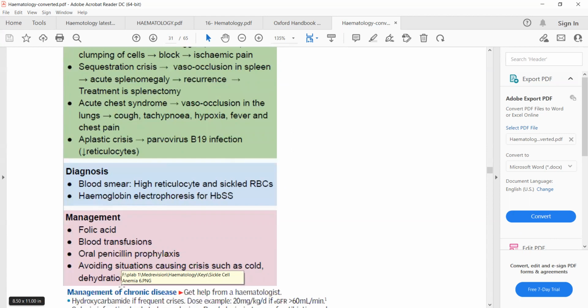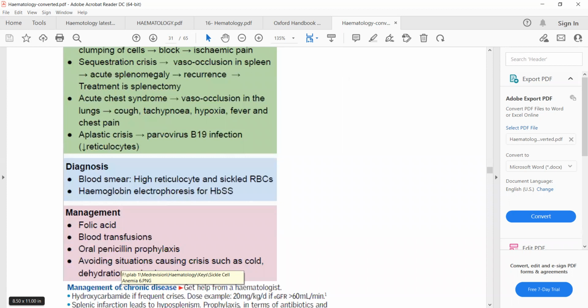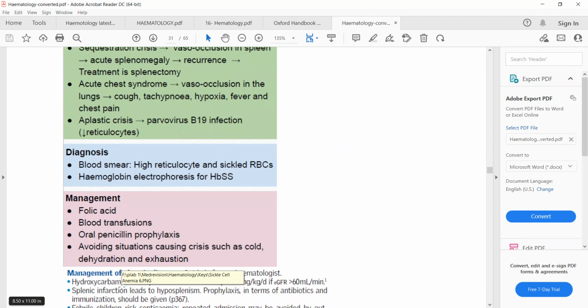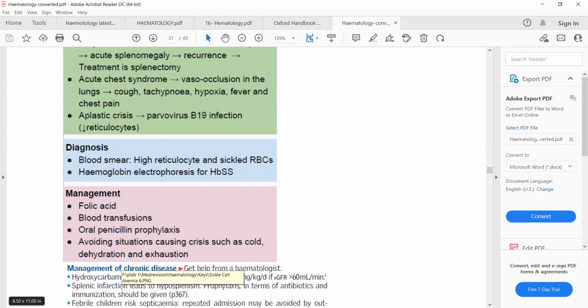The diagnosis of sickle cell anemia is made initially on peripheral blood smear, which will show sickled RBCs, and hemoglobin electrophoresis. Whenever you want to diagnose a problem in the hemoglobin, such as sickle cell hemoglobin or thalassemia, your definitive investigation will be hemoglobin electrophoresis. If hemoglobin electrophoresis shows HbSS, then it is sickle cell disease, or if it shows HbA2, hemoglobin A2, then it will be thalassemia.